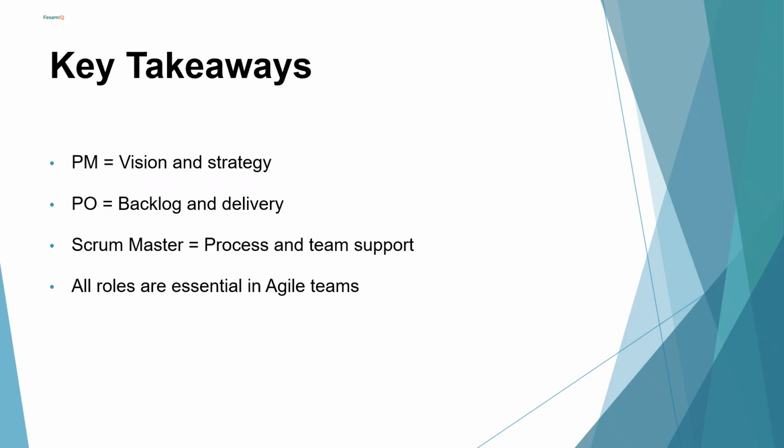So here are the key takeaways. The product manager is mainly concerned with the product vision and strategy, while the product owner's main focus is on the product backlog and delivery. And the Scrum Master is responsible for the process and team support. All roles are essential in agile teams. Remember, different roles, different focus, but one shared goal: building successful products.